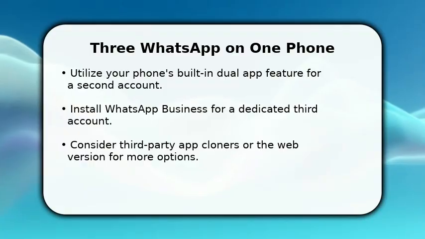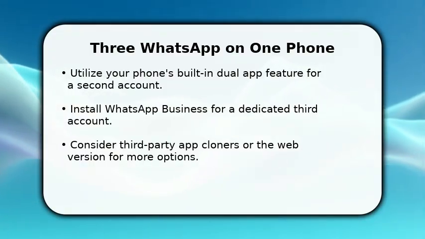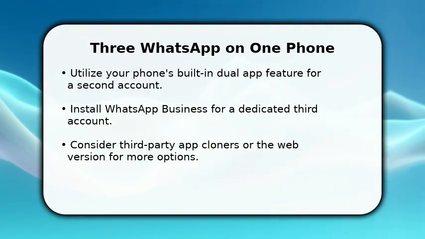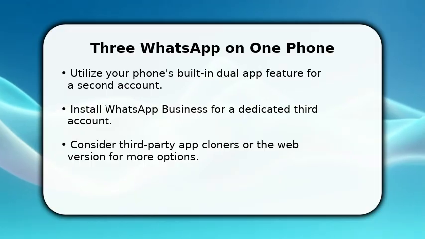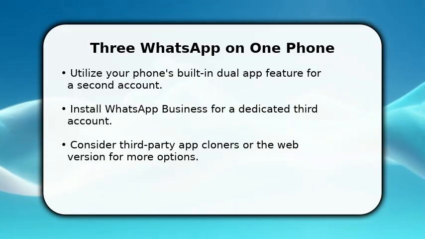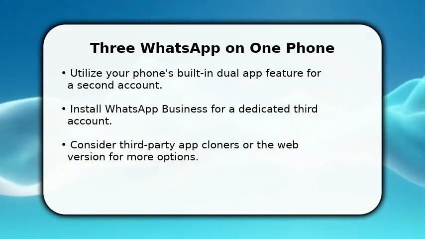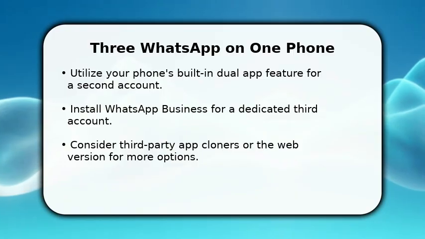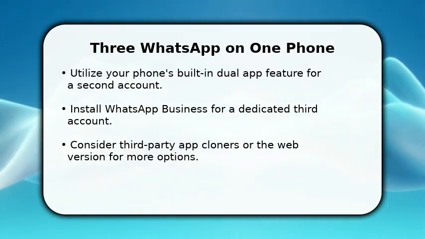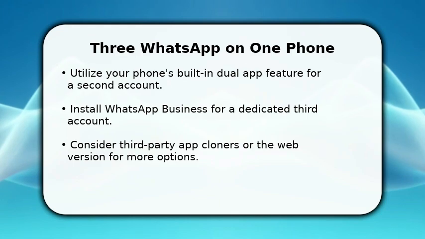In this video, I will explain how to run 3 WhatsApp accounts on one phone. First, you can use your device's native dual messenger or app cloner feature to easily set up a second WhatsApp. Next, for a third account, simply download and configure the official WhatsApp business application. This method is straightforward and secure. We will also explore other effective strategies to manage multiple accounts seamlessly on a single device.